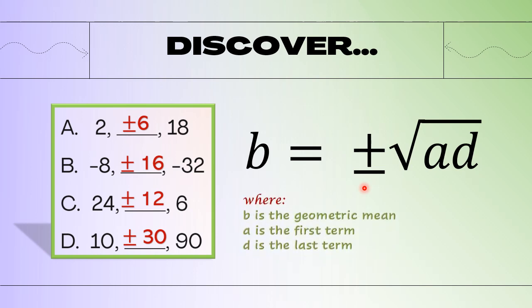B refers to your geometric mean, A refers to the first term given in the sequence, and D refers to the last term given in the sequence, or the third term here. So let's check. 2 times 18 is 36, and what is the square root of 36? That is positive or negative 6. And so, this formula is applicable if you are going to look for a particular geometric mean between the given two terms. Again, you may use this formula if you are going to look for one geometric mean, or the term in between the given two terms.